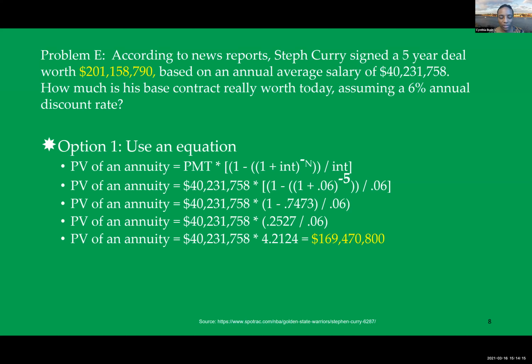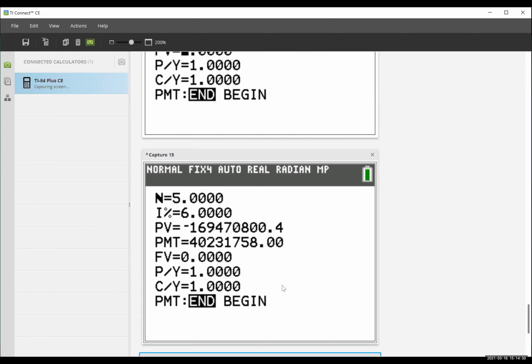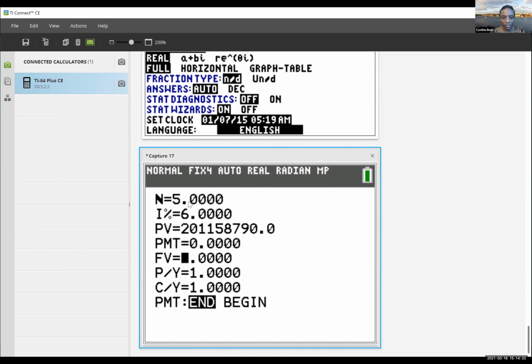Are you guys following what I'm trying to do? Yeah. And let me show you what my calculator looks like really quickly. So this is what I did. I put 5 in for N, 6 for interest rate, 201,158,790 as the present value of the contract. If Steph says, hey, that's the present value of the contract that I want. And now I'm going to put my cursor on the payment line and I'm going to see what should his annual salary be. So I go up to payment and I'm going to hit alpha and enter.